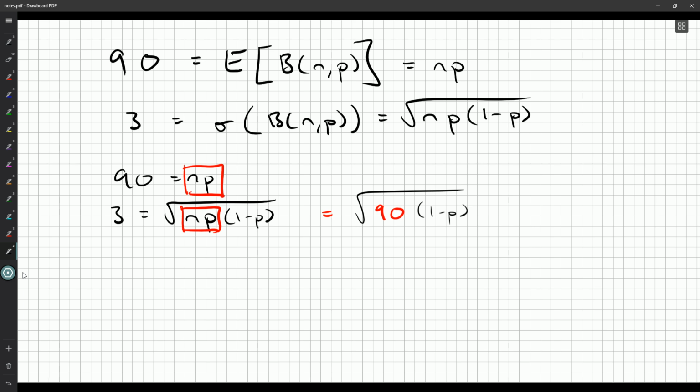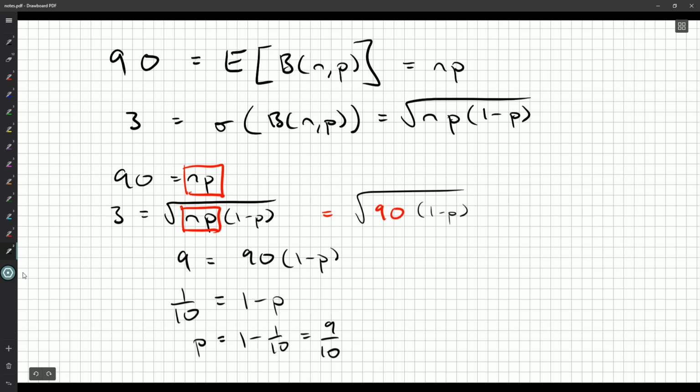Now if I were to square both sides, I'd see that 9 is 90 times 1 minus p, and if I were to divide by 90, 9 over 90 is 1/10. So 1/10 is 1 minus p, or rearranging, p is 1 minus 1/10. P is 9/10. Now I've figured out the value for p.